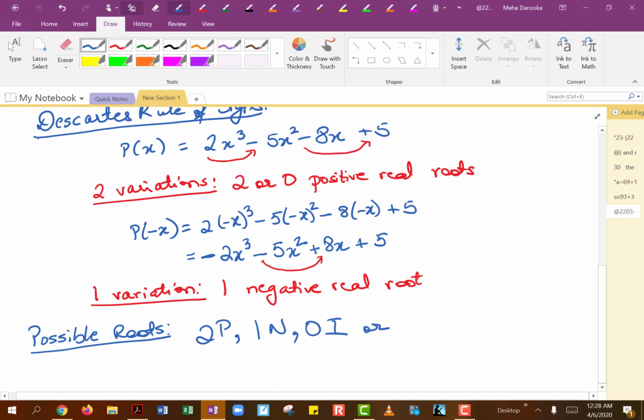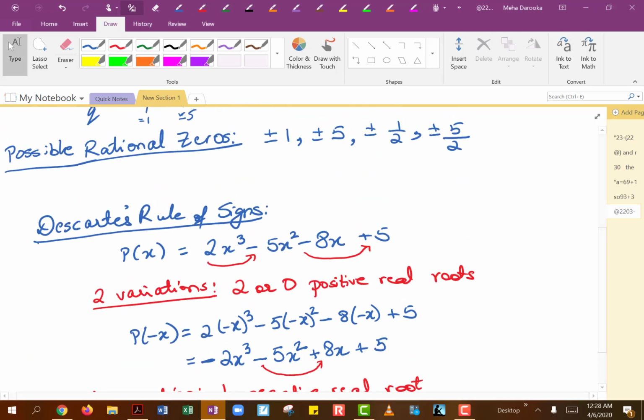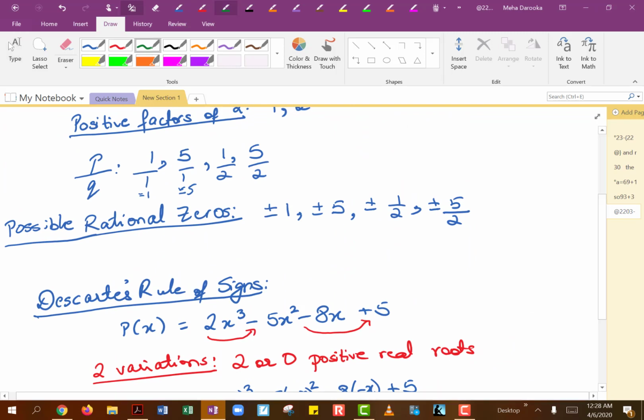if you don't have 2 positive, which means we could have 0 positive roots, but that means we're still going to have 1 negative, right? Because we only had one variation. So the 1 negative is definitely going to be there. But that only adds up to 0 plus 1, which is 1, which means there's a possibility we could have 2 imaginary roots, okay?